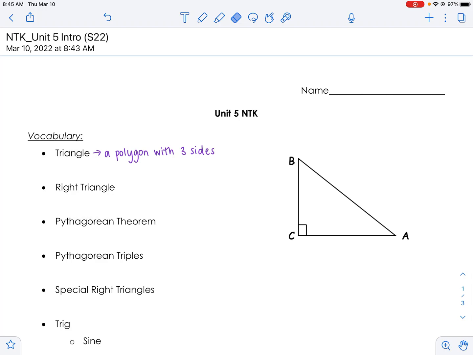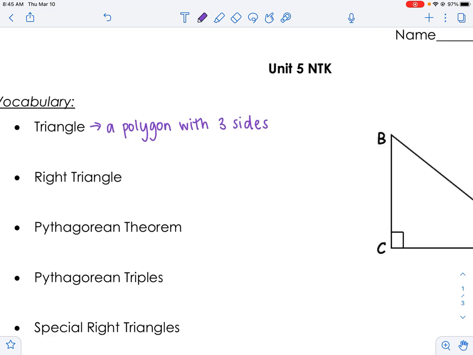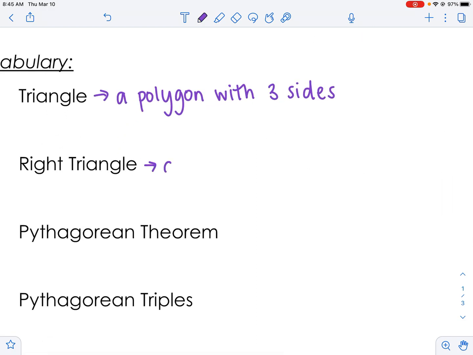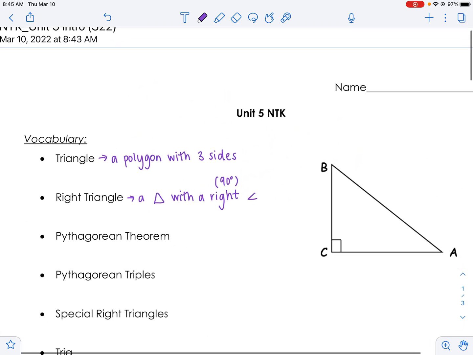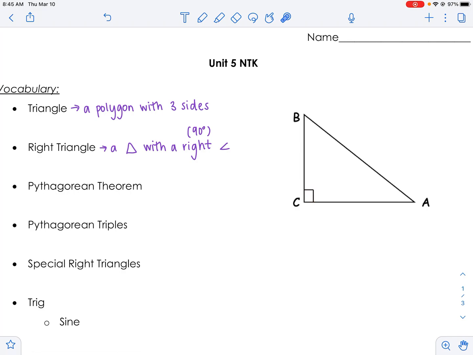So a triangle is a polygon with 3 sides. We have a picture over here. And this specifically is a right triangle. So a right triangle is just a triangle with a right angle. And remember that a right angle is just 90 degrees. So you could write that down too if you want. And we notate that with a box, with this little square box thing. That's how I know that this is a right triangle. If we don't see the box, then we can't just assume. We need to see that box to know if it's a right triangle.